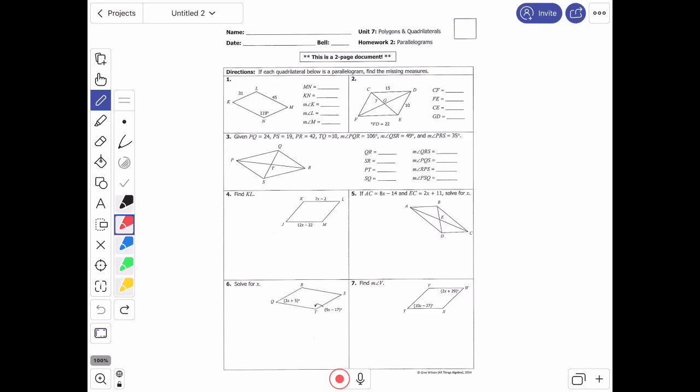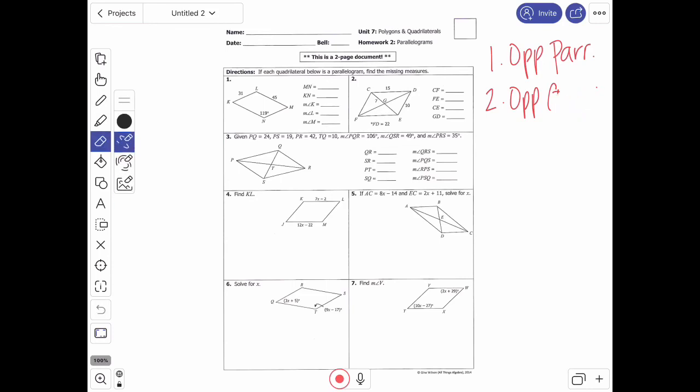Hopefully you have your notes from Thursday out with all the properties of a parallelogram. That's what I asked you to tell me on your attendance quiz last Friday, those 5 properties. Number 1, opposite sides are parallel. The second one, opposite sides are congruent. Actually, I might do the congruency sign. The third rule was opposite angles are congruent.